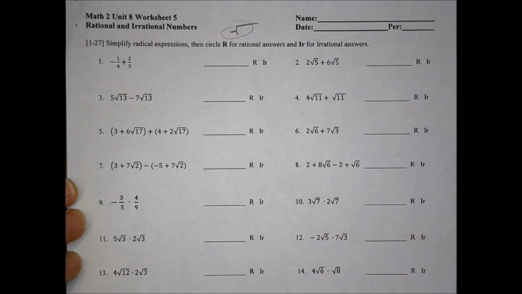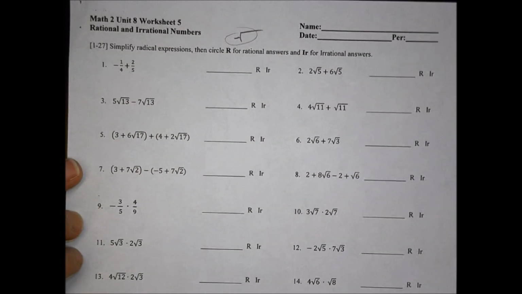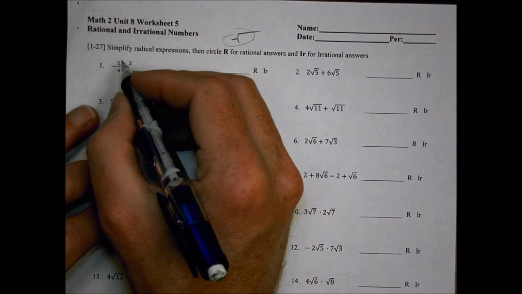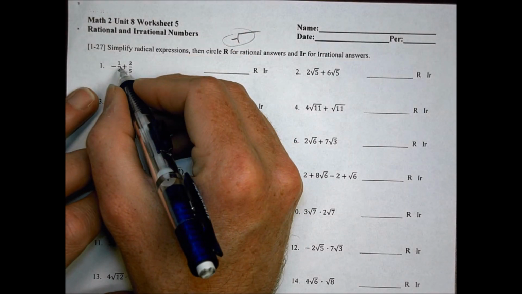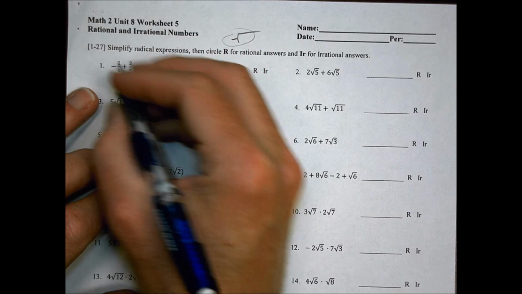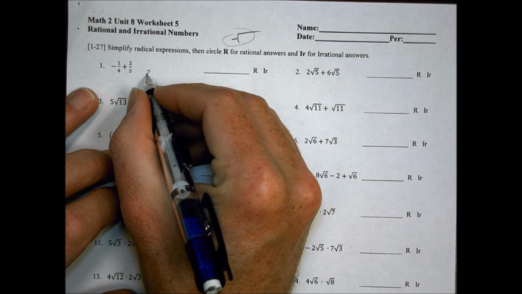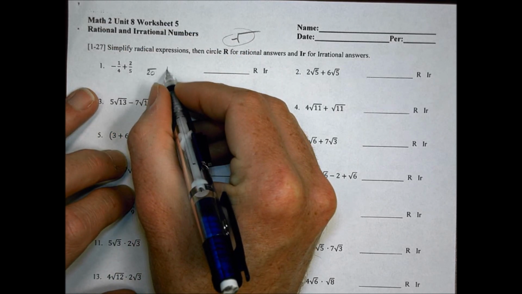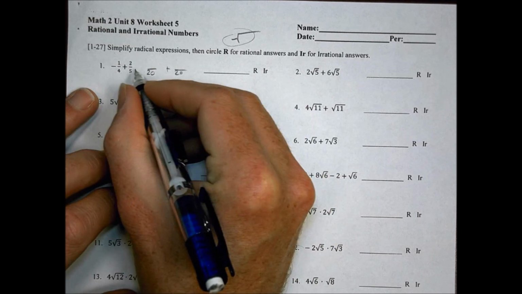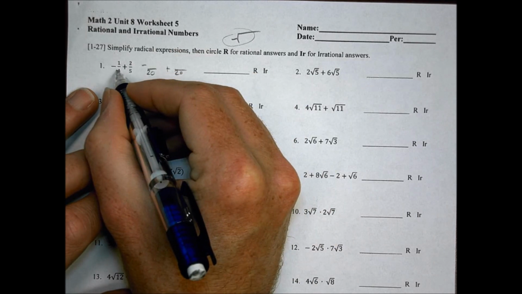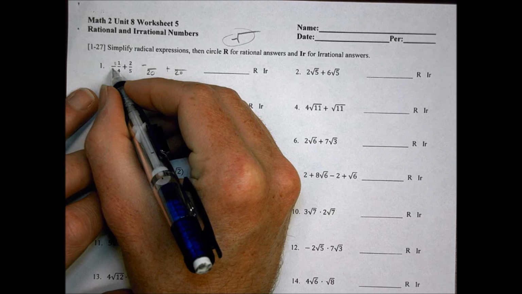I'm just going to do the odd ones here on this side. You can do the even ones on your own. So here on this first side, we have a fraction, right? Negative 1/4 plus 2/5. To add a fraction, I have to have a common denominator. I'm going to go with 20 because 4 times 5 is 20. So to make that into a 20, I multiply top and bottom by 5.